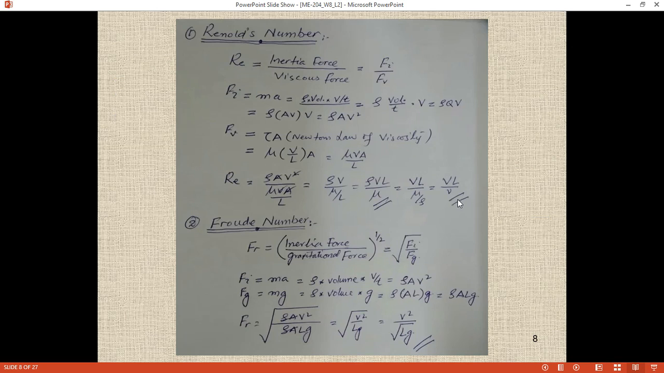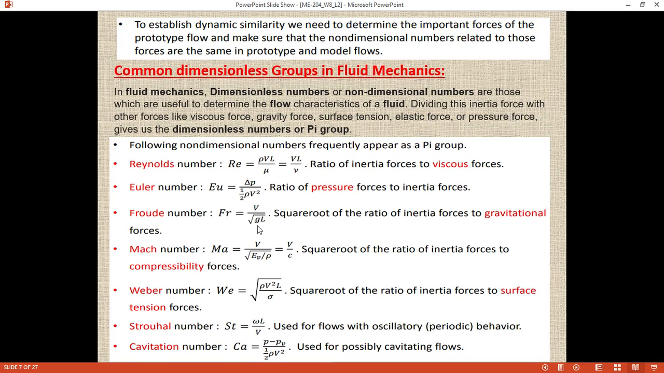And we can also write V L over nu. Mu is the dynamic viscosity, and this nu is basically the kinematic viscosity. So we can write the Reynolds number in the form of dynamic viscosity and also in the form of kinematic viscosity.